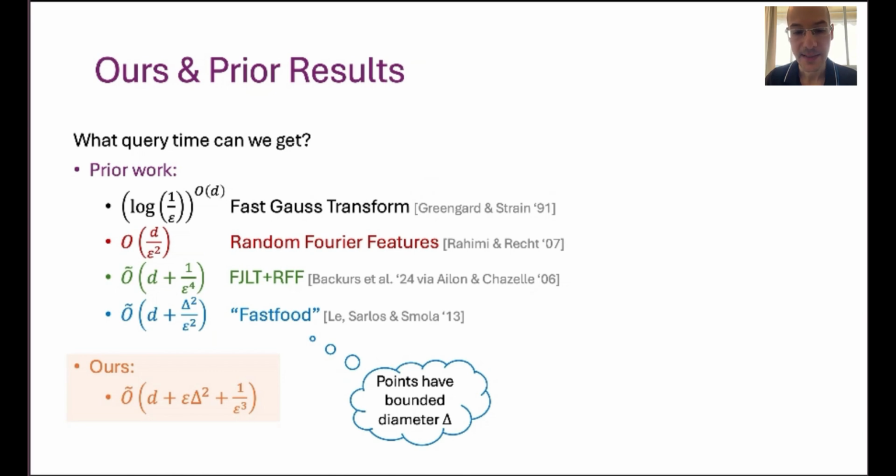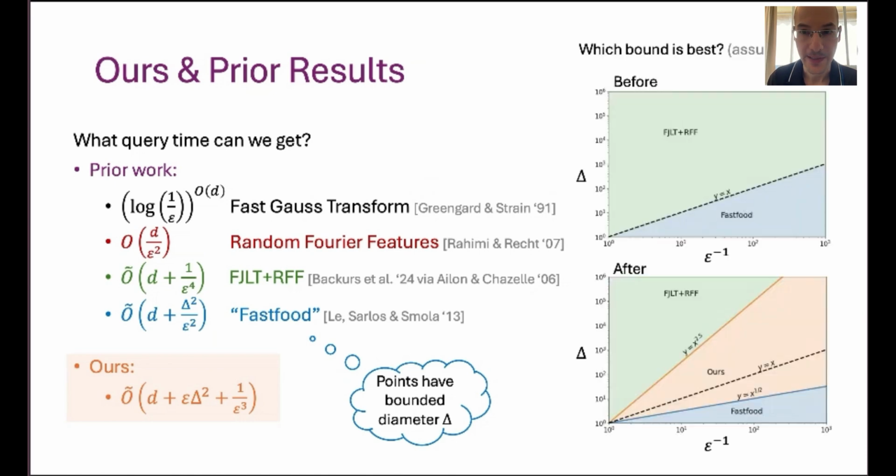So neither of the bounds on this list is better than the other ones across the board. It depends on the regime of parameters where you're operating. So if we focus for a second on the high dimensional case, where it's always better to be d plus something over d times something or more, then on the top you can see the interplay between the methods before our work and on the bottom with our work. So there is a large regime of parameters where our method is currently the best.